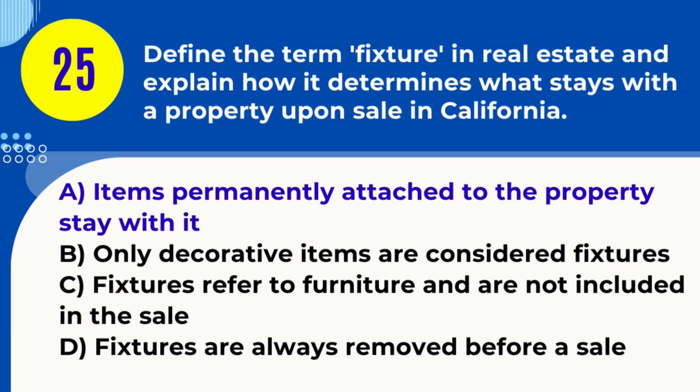Answer: A. Items permanently attached to the property stay with it. Explanation: in real estate, a fixture is an item that is permanently attached to the property, like built-in appliances or lighting fixtures, and it generally stays with the property upon sale.